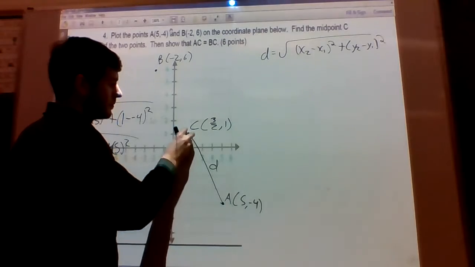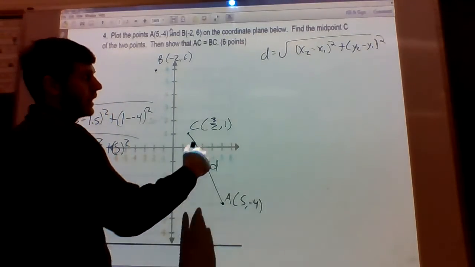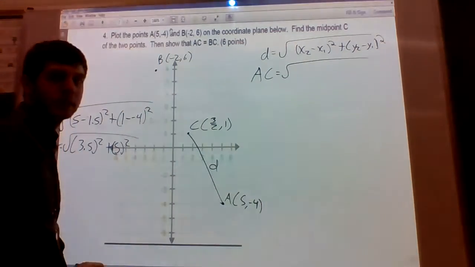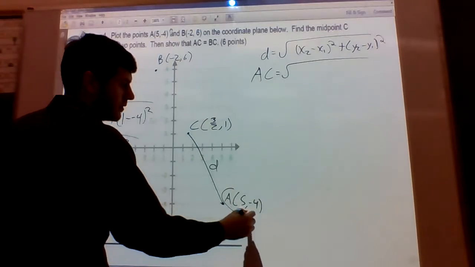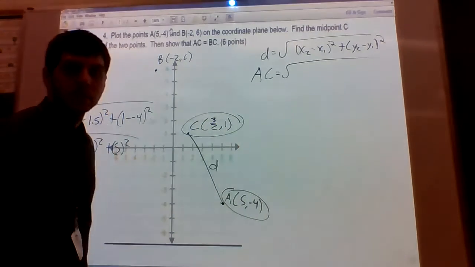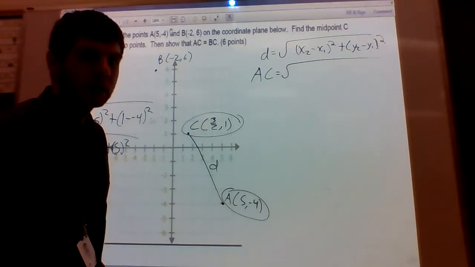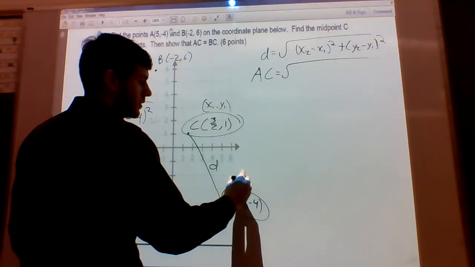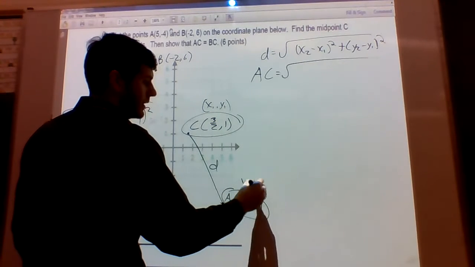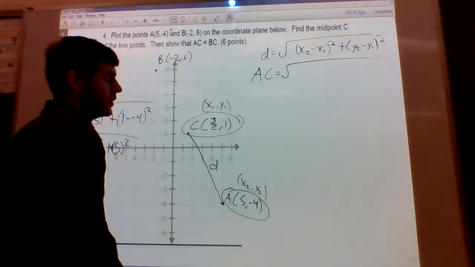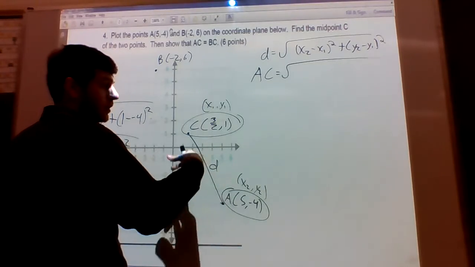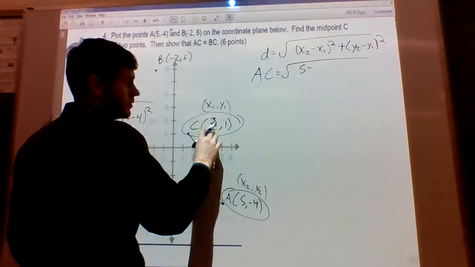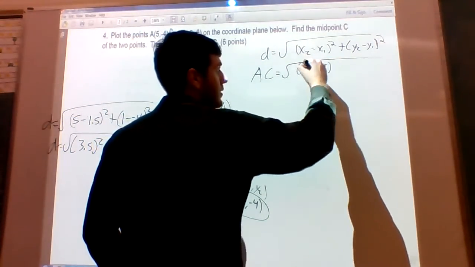Okay, let's do it. So we want to find AC. What 2 points are we using to find AC? We're going to use A and C. So we can call this x1, y1. We can call this x2, y2. So we have 5, and then from here we're just substituting into the equation. What's x2? It's 5. 5 minus 3.5, so I'm going to put 1.5 squared.